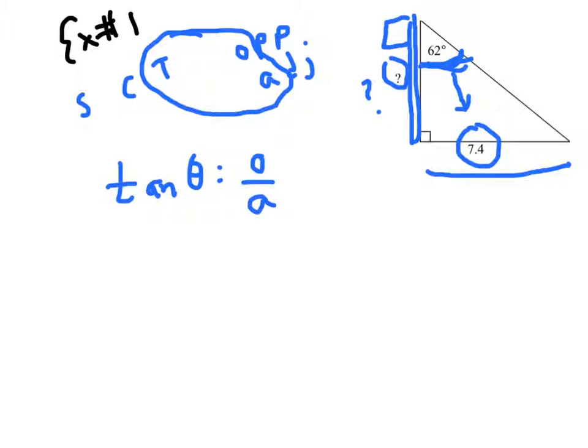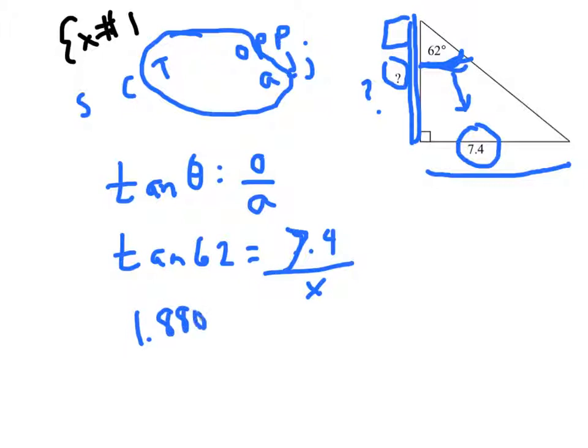Fill in your numbers. The tangent of theta, theta is 62 degrees in this case, equals the opposite side, 7.4, over the adjacent side. I could put a question mark here, but I'm going to put x because we're used to x in algebra, and we need to solve. Now, tangent of 62 is a measurement that you can just type into your calculator if you have a scientific calculator. So you can't see this, but I'm typing the tangent button, typing in 62, and I'm getting a measurement of 1.8807.